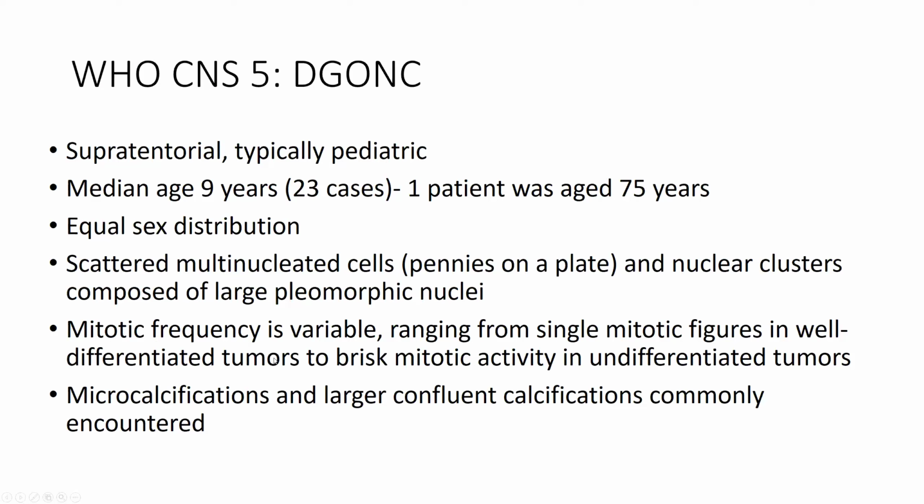We've seen cases where the mitotic frequency is quite high, very brisk, and appears very undifferentiated, which can really lead you to think that this is a high-grade tumor. And these calcifications are very common again and can give a clue that maybe this is a DGONC or a lower grade tumor.